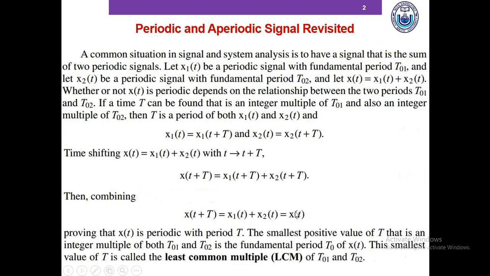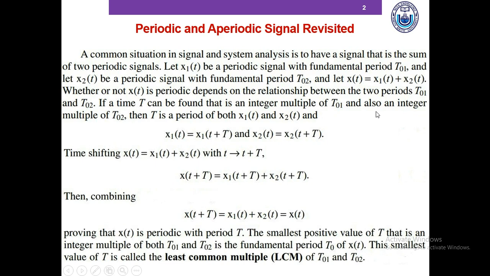However, the equation shown here does not work if we cannot find an integer multiple of T01 and T02, and then the sum of two periodic signals becomes aperiodic. So it really depends on T01 and T02 what the sum will be. The easy way to remember this is that we take the ratio of T01 and T02 and see if it's a rational number. That is, the ratio can be expressed as a fraction of two numbers. If we can do that, then the sum of two periodic signals should be periodic.